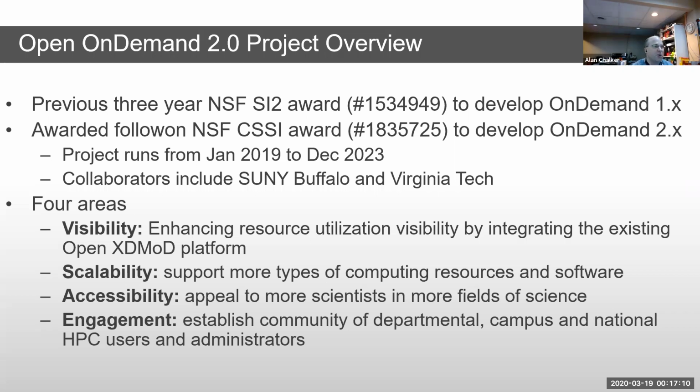So we have a 5-year project. We've got several years left on this current award, so we're not going away. Again, NSF is funding us. We're going to be supporting and developing it. When we talk about the project, we talk about 4 general areas we're working on, these catchy words: visibility, scalability, accessibility, and engagement. Now, real quick, let me talk through what those mean from the bottom up.